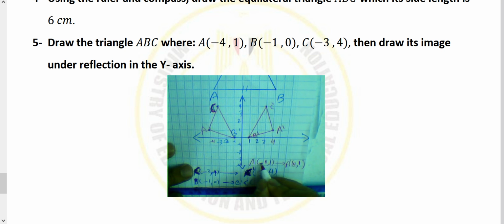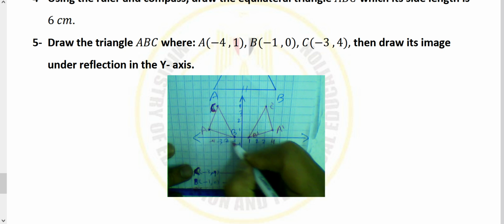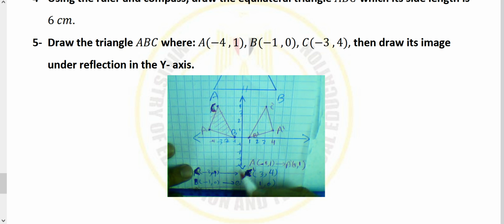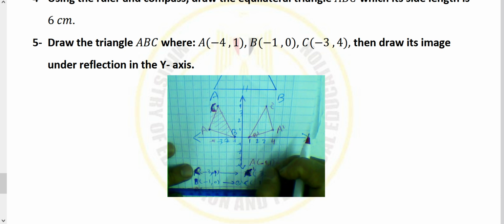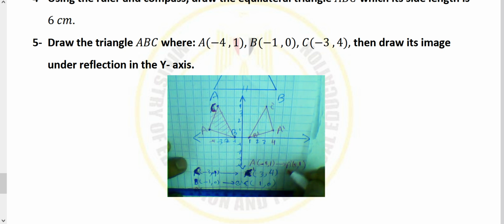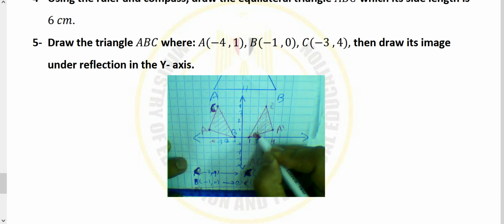Then A was negative 4 and 1 here. And point B was negative 1 and 0 here. And C was negative 3 and 4 here. It's point C. And then join by the ruler. Then we have this triangle. The image reflection in the y-axis, A dash was 4 and 1 here, and B dash 1 and 0, and C dash 3 and 4. Then we have also two triangles here congruent.